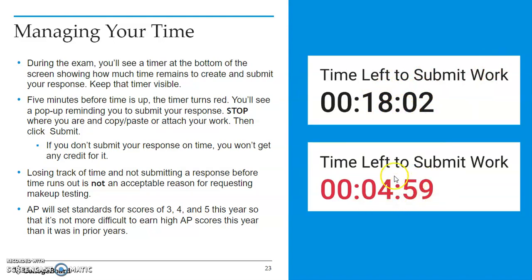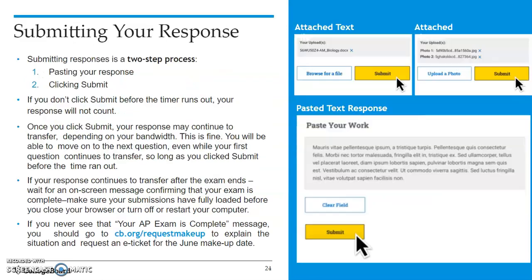Once it's time to submit, it'll go into the 5-minute red countdown. Losing track of time and not submitting a response before time runs out is not an acceptable reason for requesting makeup testing. AP will set standards for scores of 3, 4, and 5 this year, so that it's not more difficult than any other year in the past.